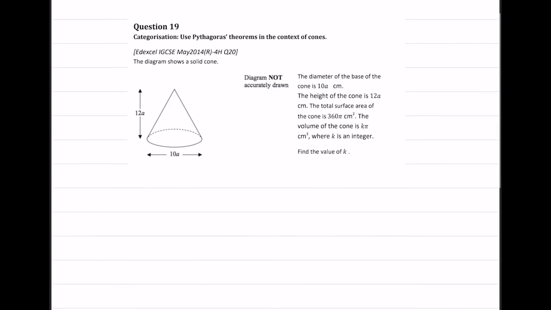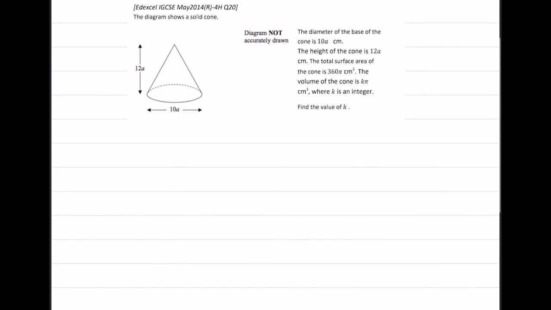The next question says that the diagram shows a solid cone. The diameter of the base of the cone is 10a centimeters. The height of the cone is 12a centimeters. The total surface area of the cone is 360 pi centimeters squared. The volume of the cone is k pi centimeters cubed, where k is an integer. Find the value of k.